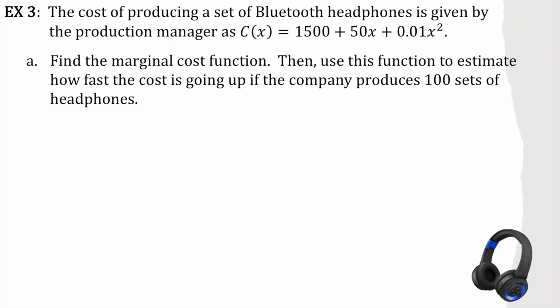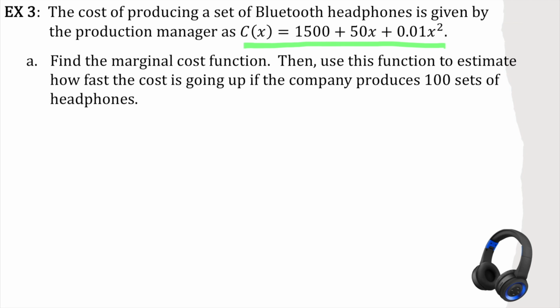The cost of producing a set of Bluetooth headphones is given by the production manager as C of x equals 1500 plus 50x plus 0.01x squared. Where he came up with that equation, I have no idea, but we have it, we're going to use it.